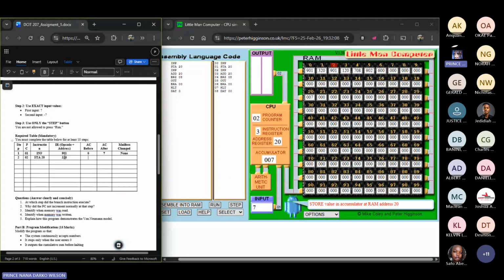The accumulator before was 7, and afterward the accumulator still remained 7. Fill the table accordingly. And then the mailbox that changed during this time: since we store data in address 20, the data was moved to address 20, as you can see here. So address 20 has been written during this step. What the program basically did is it read data and then stored it inside address 20. So address 20 is the mailbox that changed, and you write that in your table. Let's proceed. Step 3.